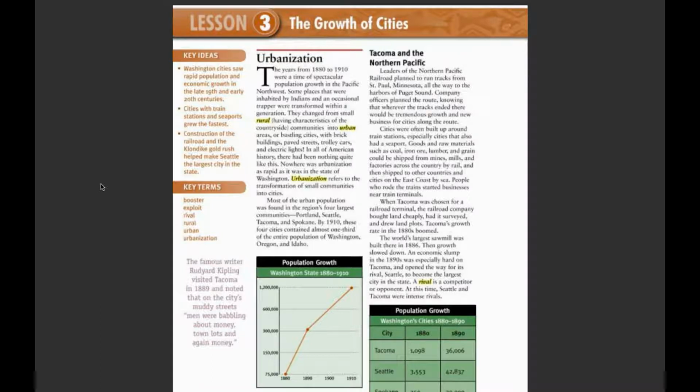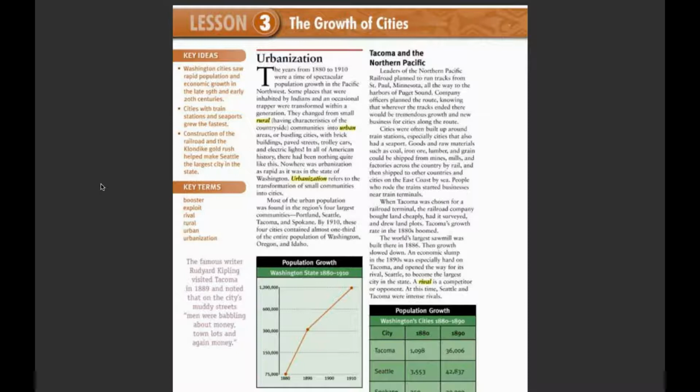I want to cover some of this for you guys in the video because I think some of you may learn better when I explain it in the video. To understand the growth of cities, and we're talking about the 3 largest cities in the state today, mainly Seattle, Tacoma, and Spokane, you need to know some terms beginning with rural and urban.